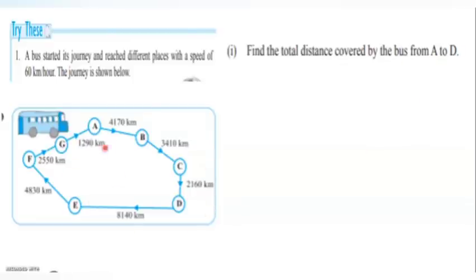If you see this figure from A to D, means it has traveled this distance from A to B, then B to C, and then from C to D. You have to find this total distance. So for finding from A to D, you will have to add this distance, then this and this. Adding all the three, you will get the distance from A to D.